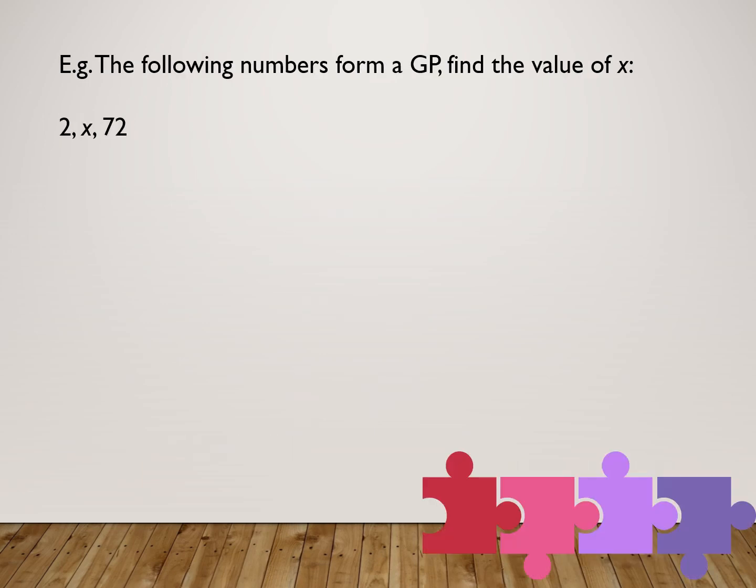So the following numbers form a GP, find the value of x. So we'll use our formula. So the ratio is term 2 over term 1 equals term 3 over term 2. So x over 2 equals 72 over x.